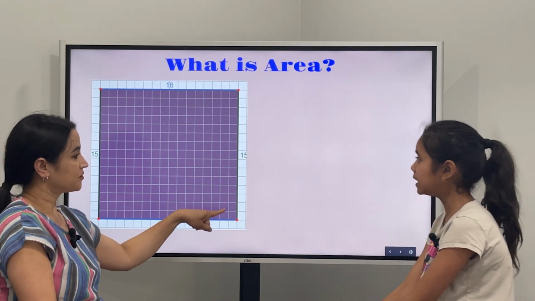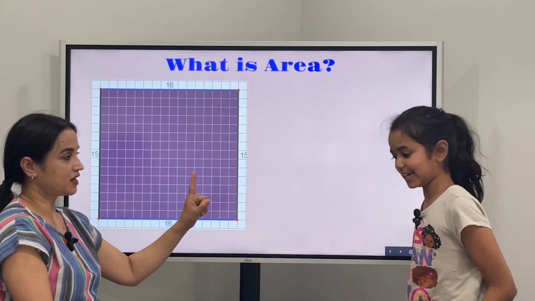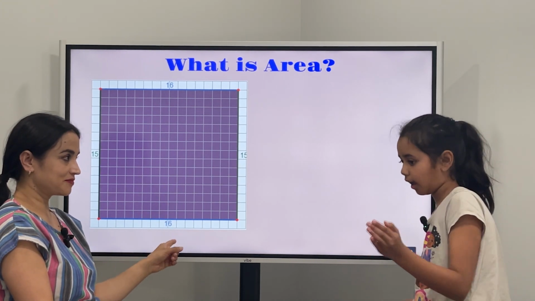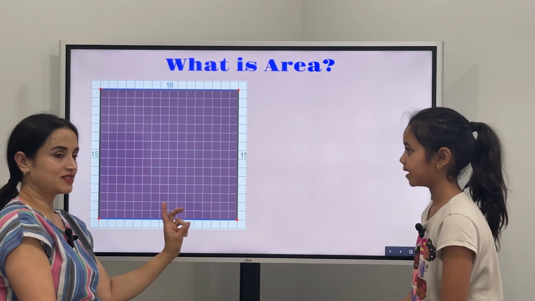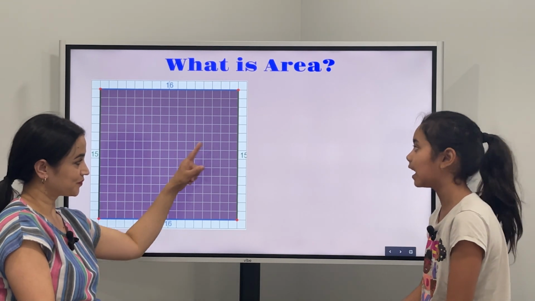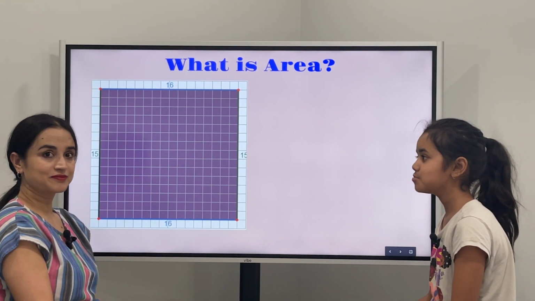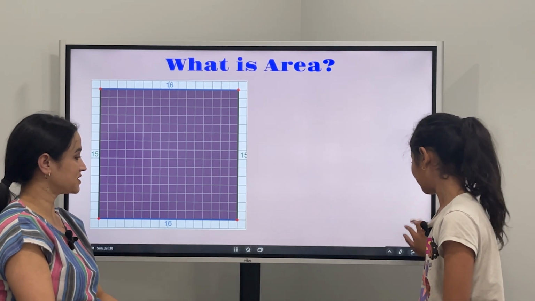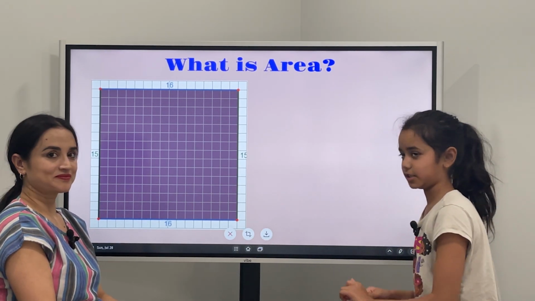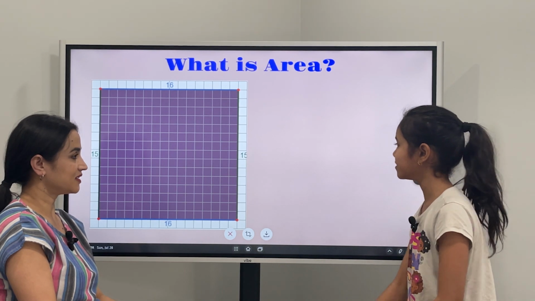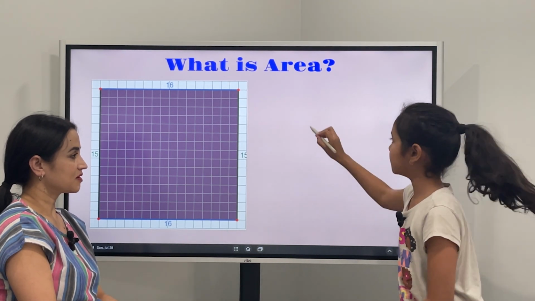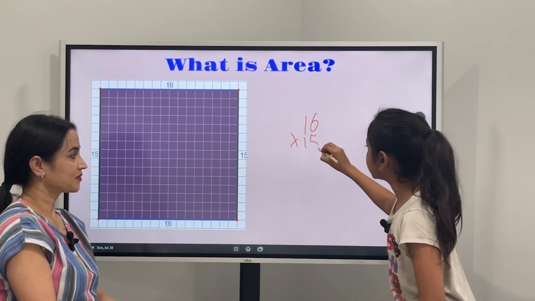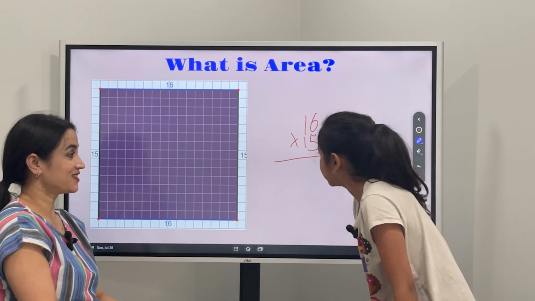Okay. So we have 15 and 16. Step number 1, identify length and width. Step number 2, multiply those, length by width. Can you try? I think I know what 15 times 16 is, but let's just do it. So let's do a long multiplication. 16 times 15. How can you do it?